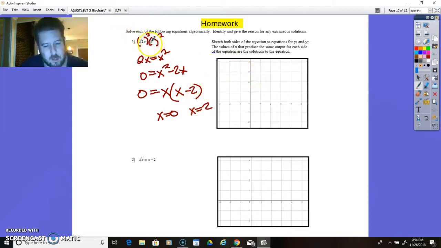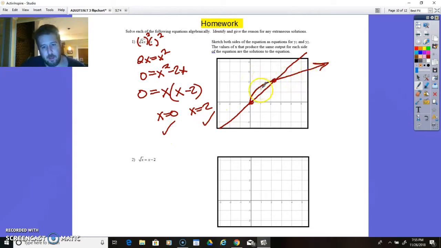Let's see if one of those is extraneous. So y equals x. There's y equals x. That's the left-hand side. And the right-hand side, square root of 2x, is going to look something like this. So 2 is a solution, it looks like, and 0 is also a solution. It looks like this graph hits this graph twice in two different locations. So it looks like these are both real solutions.